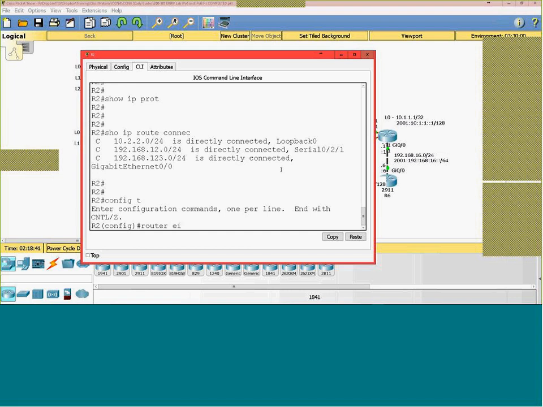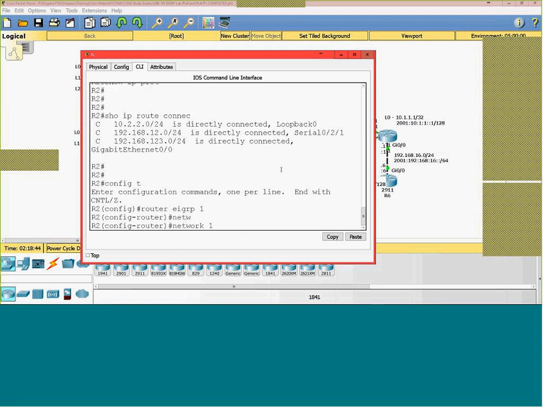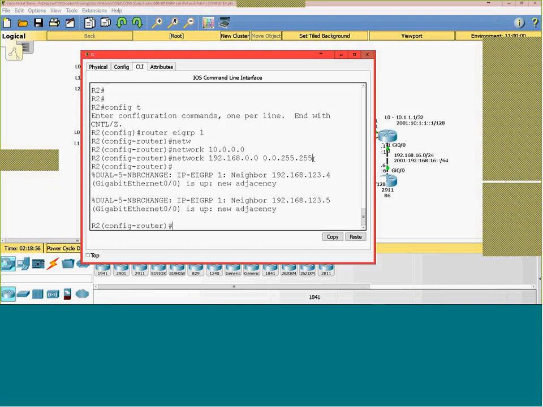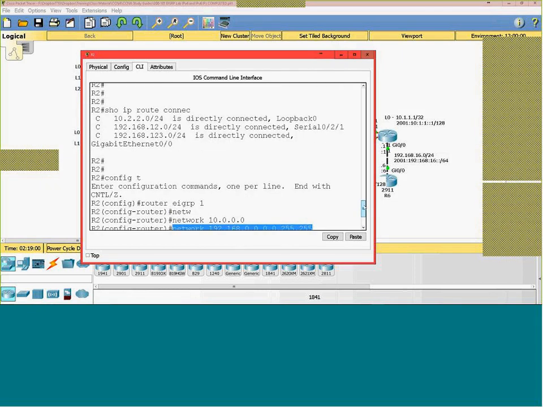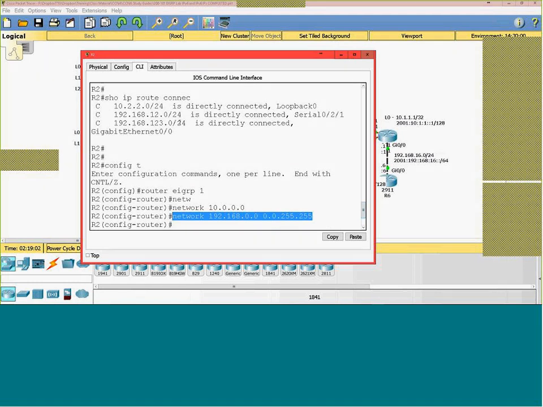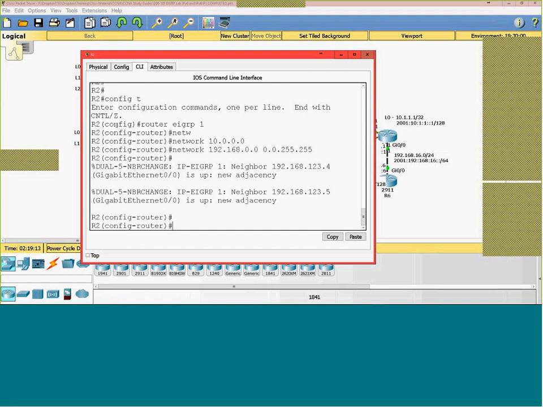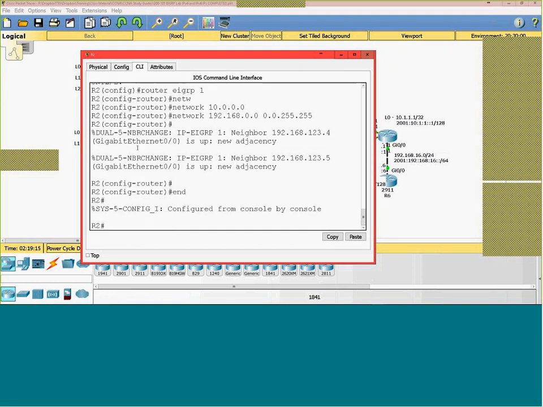So config T, router EIGRP 1, network 10.0.0.0, network 192.168.0.0 0.0.255.255. So what I did in this case is I put in a network statement 192.168 with a wildcard of 0.0.255.255 so that I could run EIGRP on these two interfaces. All right, and any other interface that starts with 192.168. So that's router number 2.